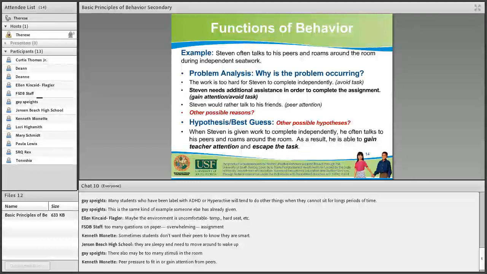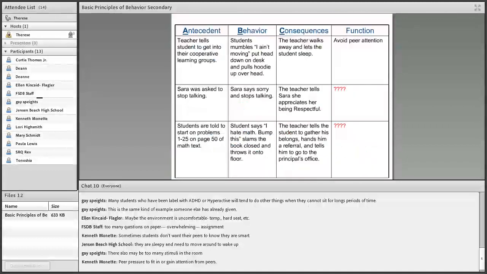All right, Kenneth, thank you for that additional example there. Peer pressure to fit in or to gain attention from peers. Absolutely. You guys got it. Those are great examples. I'm going to keep you guys working here. I hope no one's too sleepy from lunch because there's more work coming up here. So we had a number of different examples that we provided before, and so we're kind of continuing along with those examples. I'm going to get you guys to take another guess at the function of the behavior.